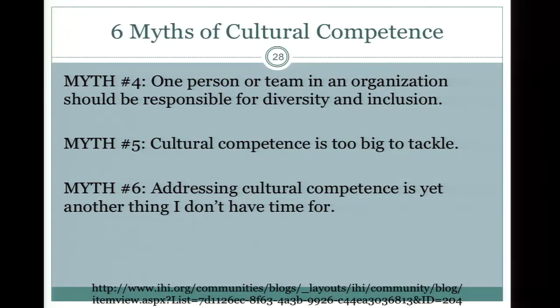Why can't they just learn English? Right? How many times I've heard that also, right? And then, well, I have so many other competing priorities. Addressing cultural competence, language access, interpreters, translators, etc. I don't have time for that, so you can do that. I'm not going to do that. It applies to you, it just doesn't apply to me. And that's what people do.